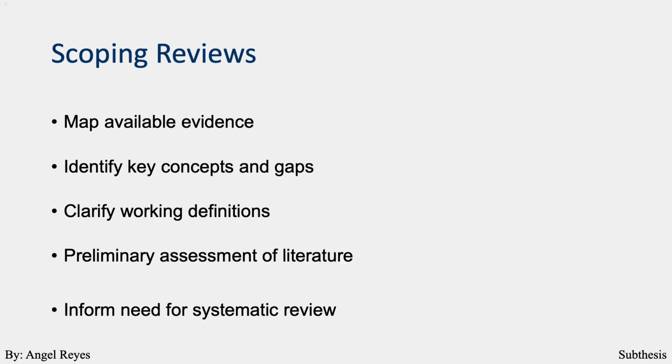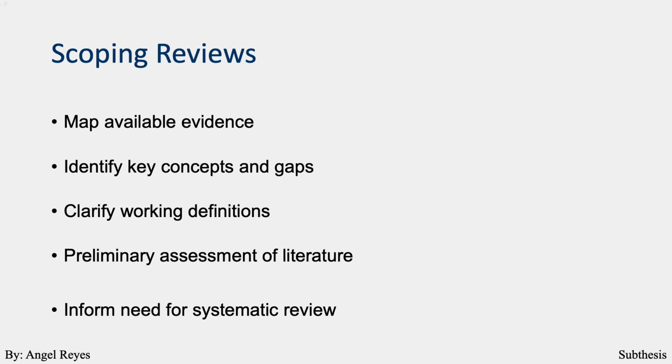Scoping reviews serve to map available evidence on a topic, providing a preliminary assessment of potential size and scope of available research literature. They help identify key concepts and gaps in the existing knowledge base without the depth of quality assessment found in systematic reviews. Scoping reviews often clarify working definitions and conceptual boundaries of a research area. They provide a preliminary assessment of literature that can inform research priorities or clinical practice.